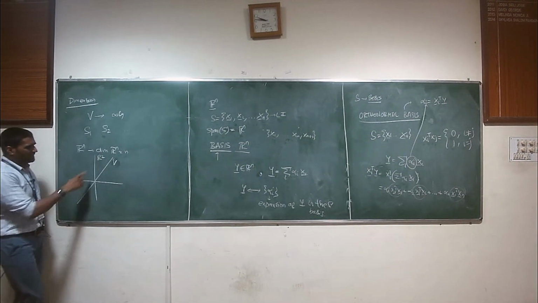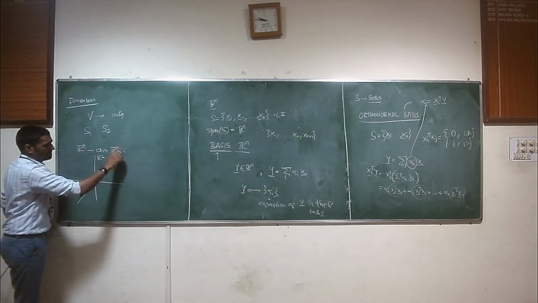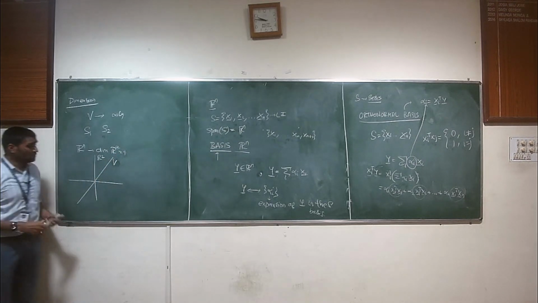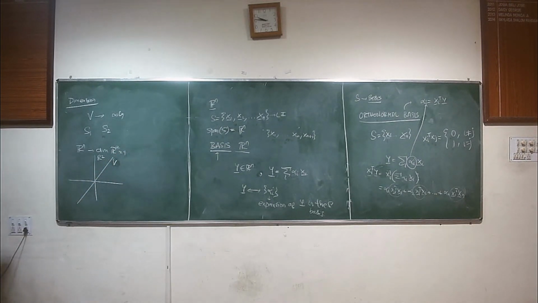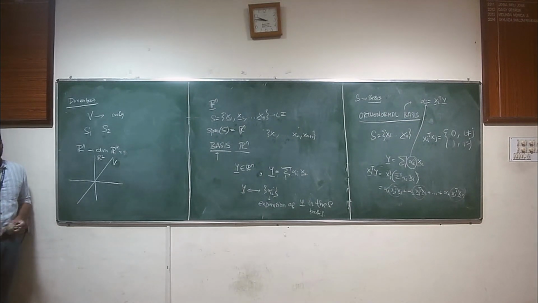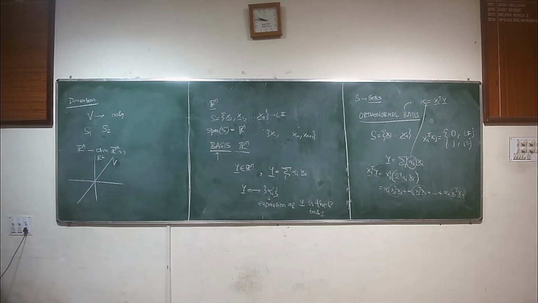What is the dimension of R2? It's 2. Now I ask you, what is the dimension of V? How will you find out the dimension of V? It feels like it should be 1, but why? Why should it be 1? It is 1. Why is it 1?